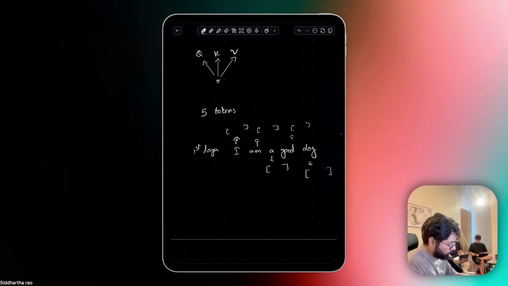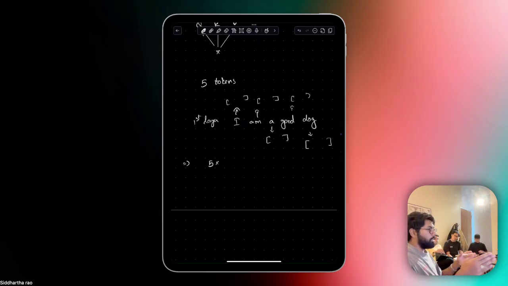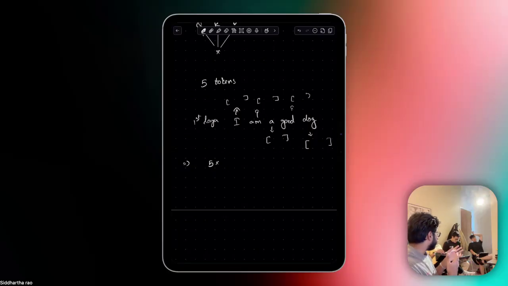So in the end, what you have is a matrix of 5 rows by however much the dimension of this vector is. That is what we call the embedding dimension or the hidden dimension of the transformer. It can be 1024, it can be 512, it can be anything, basically.